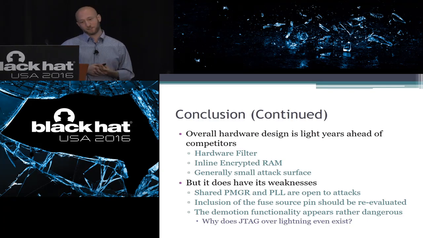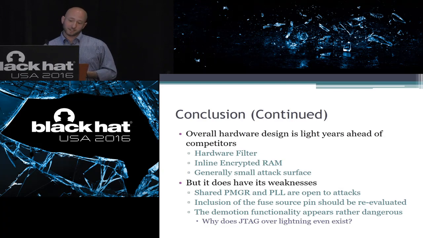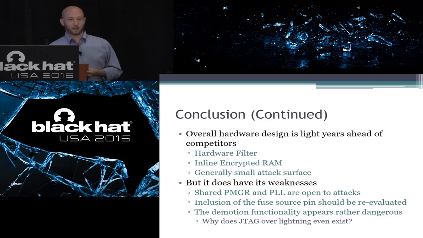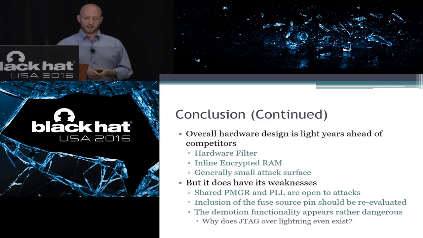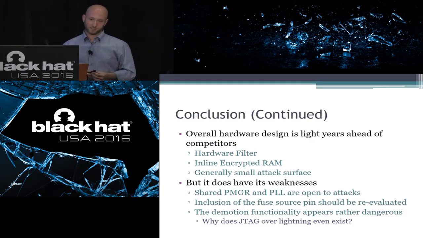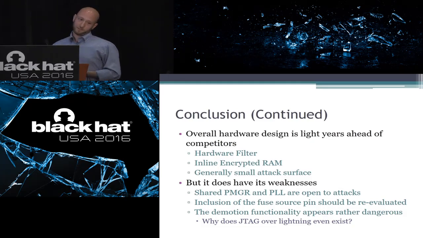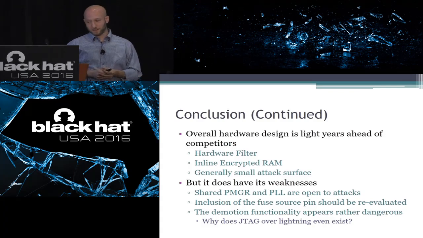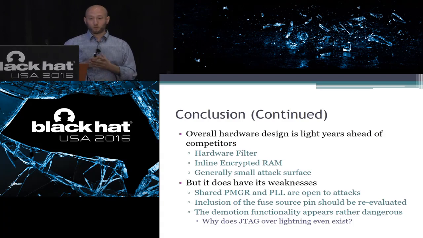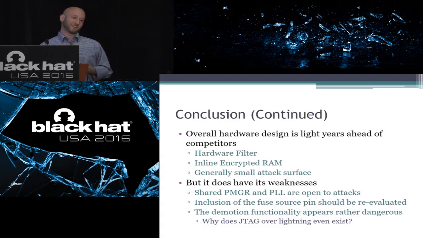probably due to cost and battery life, but the weaknesses are it does have a shared PLL and shared power manager. Considering the security fusing is in the power manager, may not be the best thing to share. They have this interesting fuse source pin running on the SOC. Probably should reevaluate that. And finally, the demotion functionality does seem kind of dangerous. Why exactly does JTAG over Lightning even exist?